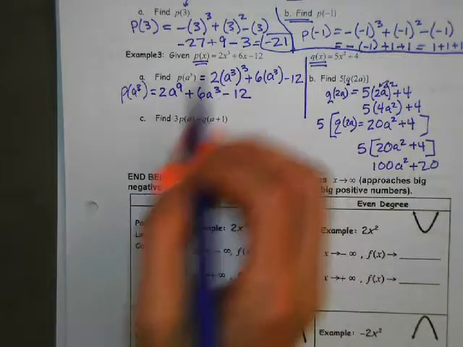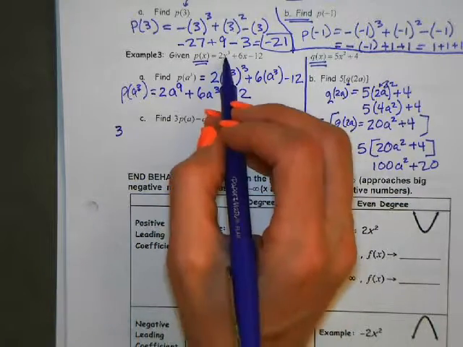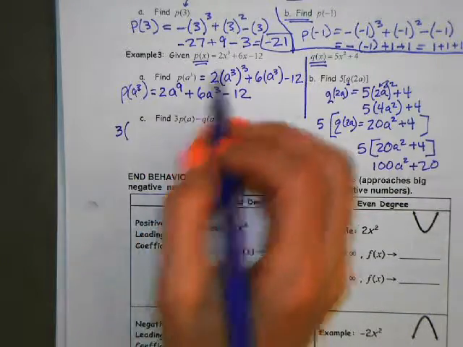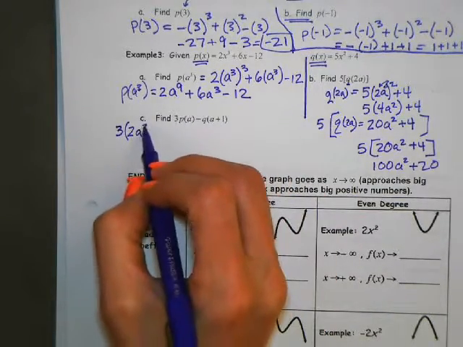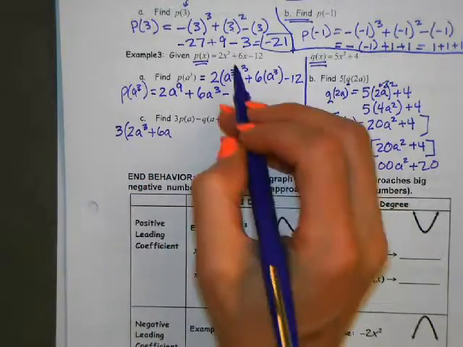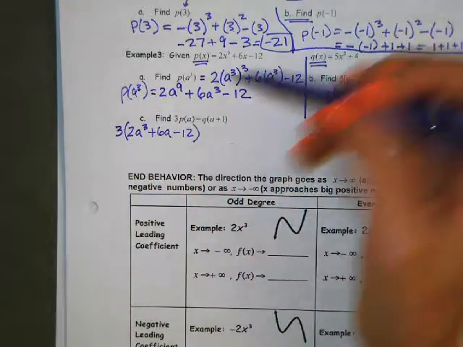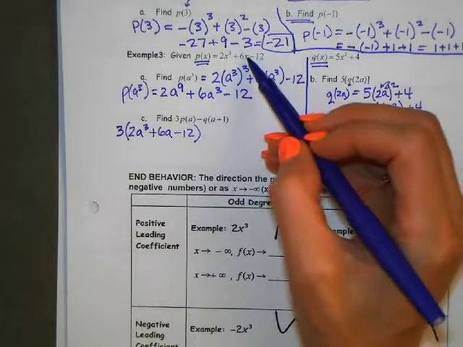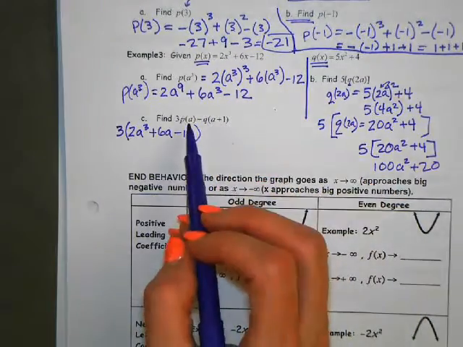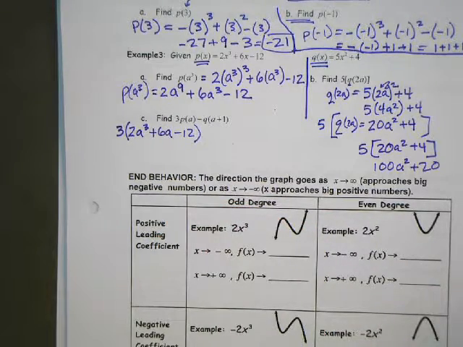So this really is like 3 times p of a, so I'm taking a and going to substitute it in for that x. So I'm going to do 3 times, okay, 2a cubed plus 6a, because I have 6x, take a and substitute for x, minus 12. So this a goes into where the x's are, and then the whole thing's being multiplied by 3 because the 3 is on the outside.